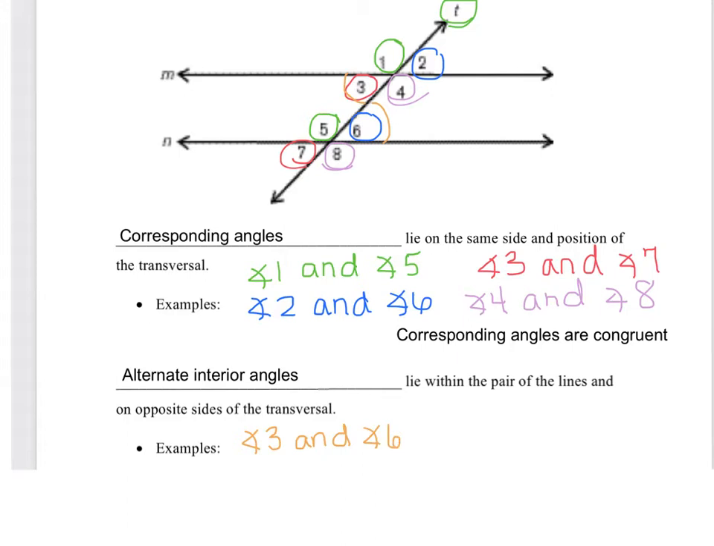Our second pair of alternate interior angles are angle 5 and angle 4. And again, why is that important? Because alternate interior angles are congruent to each other. Okay, so alternate interior angles are congruent to each other and corresponding angles are congruent to each other. So now let's do some examples together.